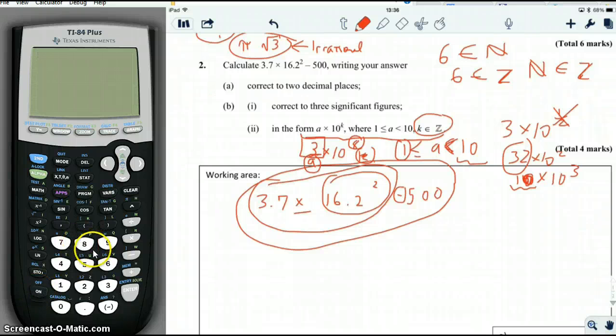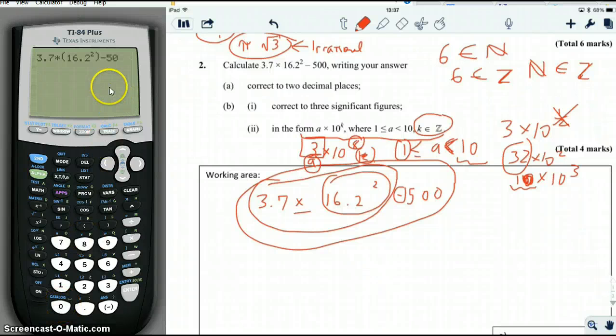Okay, so we're going to type it in as it says. But we need to be careful about parentheses. And if you have parentheses here, you don't actually need to put a multiply sign, but you can. You could put times, and we could put 16.2 squared. Okay, and then at the very end, we want to do minus 500.